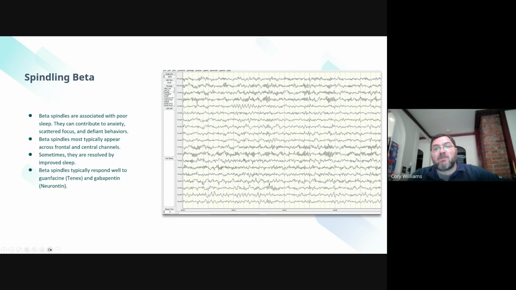Now, even though this brain would be diagnosed as ADHD, this is not a brain you want to give a stimulant to. It's already too fast. It already has too much beta activity. This is a brain that we want to give something a little bit more calming. So guanfacine or gabapentin are the two that we will typically recommend when we see this type of activity or this type of brain.